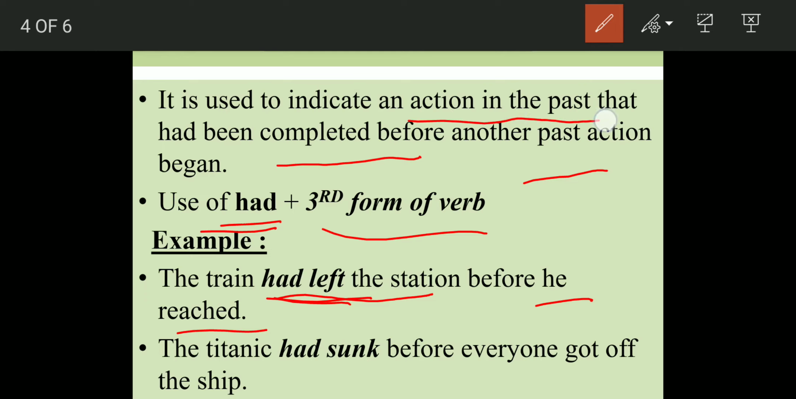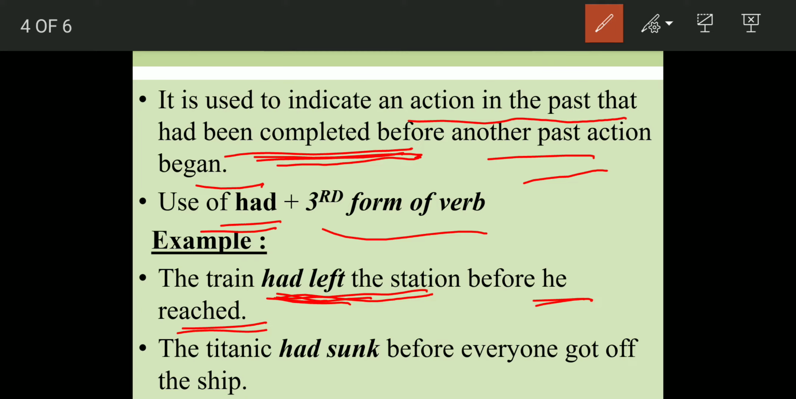An action done in the past that has been completed before another action began. So this has been completed before the other action was completed. So that is where we use the term past perfect tense. The train had left the station before he reached. Here everything is in past tense.